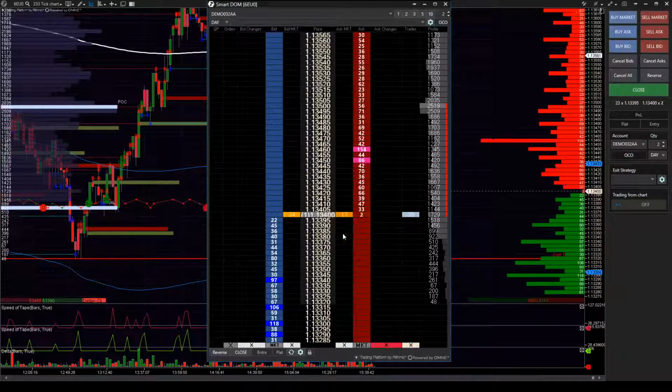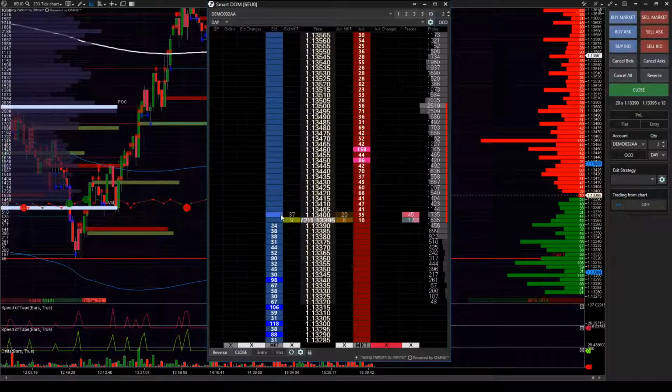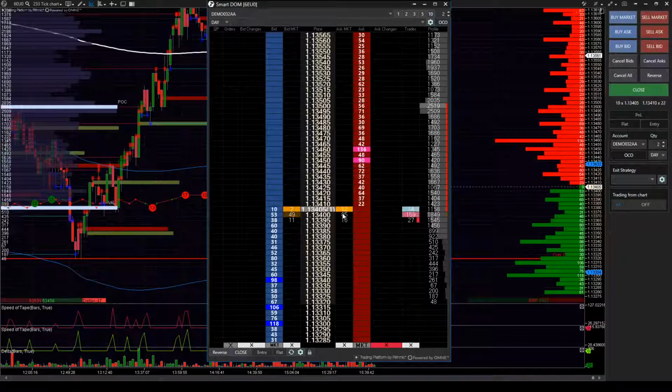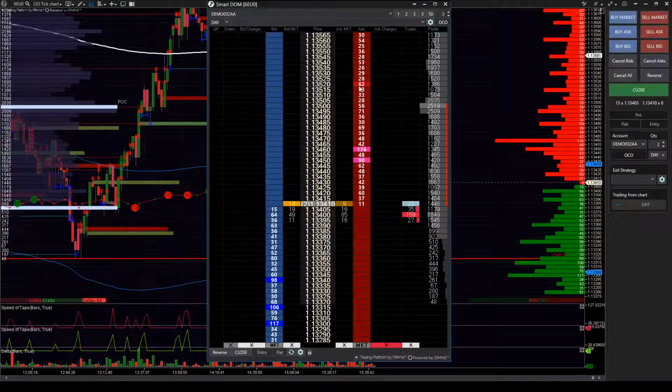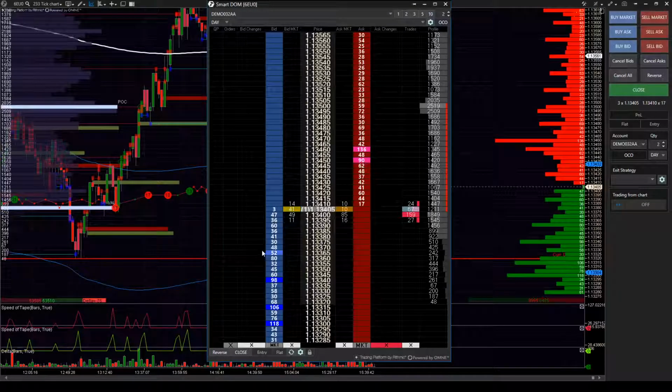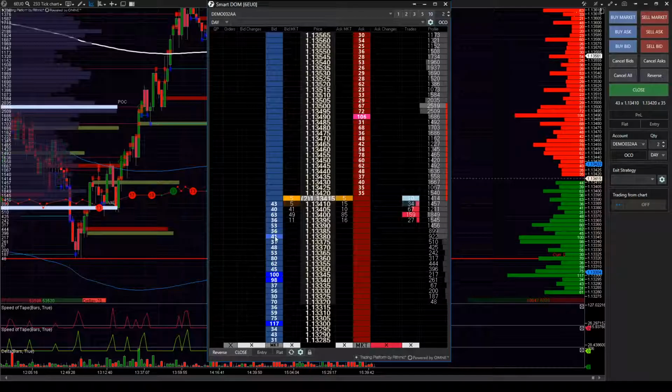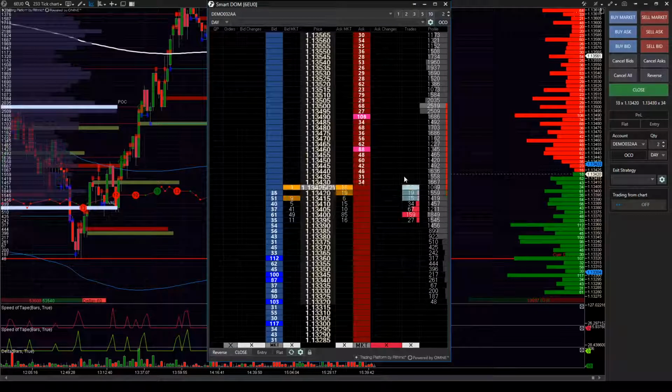Okay, and it will begin recording all the market orders. You can see in the middle are the market orders being executed right now. There's a lot of market orders right now trying to stop the price from falling. And you will see the sell limit orders on the red side and the buy limit orders on the blue side. Okay, and in the middle is the price.